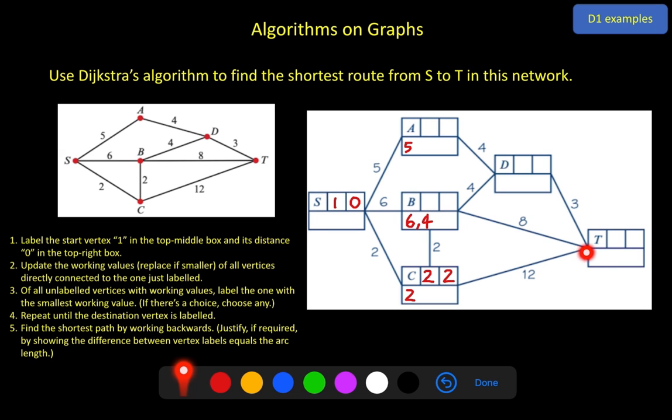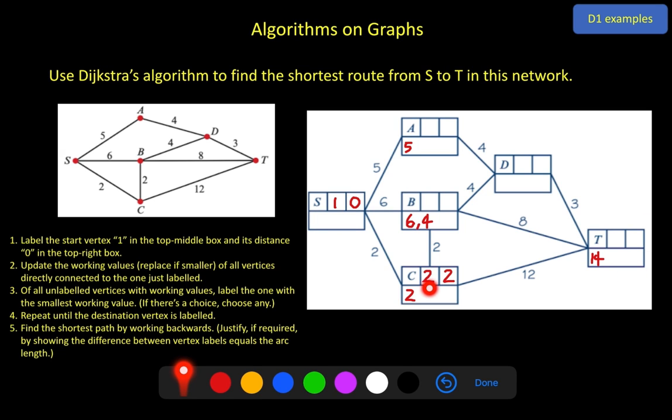But I also need to mark up here. So there's a 12 here, but I've already got 2 to get to C. So 2 plus 12 gives me a 14 working value to get to T. Now T is my final destination, but that's a working value, that's not a label. I have not yet finished.